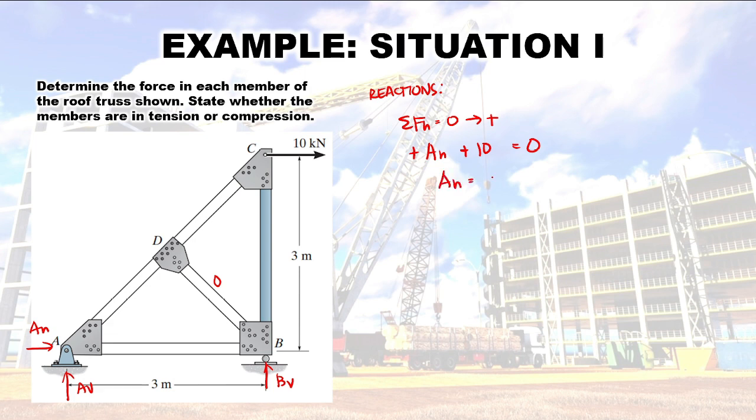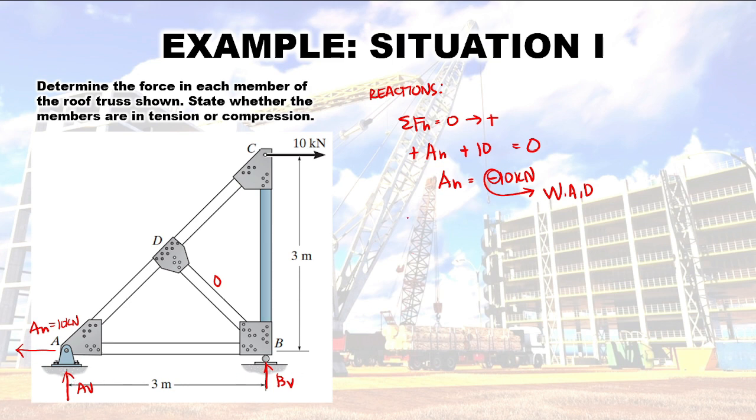AH is equal to negative 10 kilonewton. Now, the negative here is just the wrong assumption of direction. So, therefore, my AH here should be going to the left, 10 kilonewton. Then, can I already use summation forces vertical? Not yet, because if you do summation forces vertical, you have two unknowns.